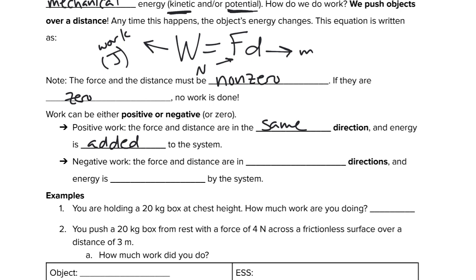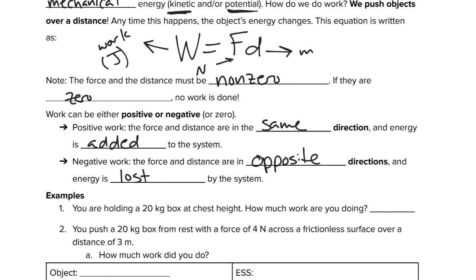Now, negative work is trying to take away energy. So for that, the force and the distance are in opposite directions. So if you wanted to take energy away from something, you have to push against it. So here that is energy is lost by the system in negative work. The force and the distance are in opposite directions and energy is lost by the system.